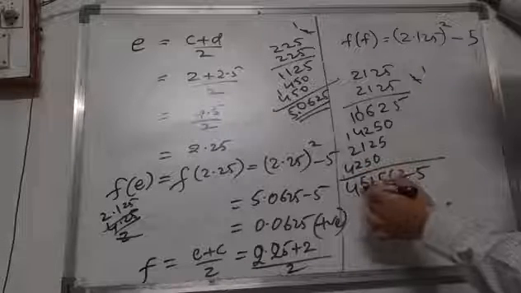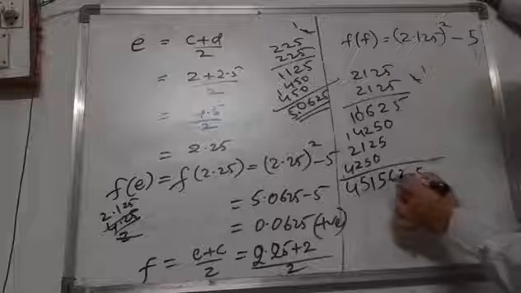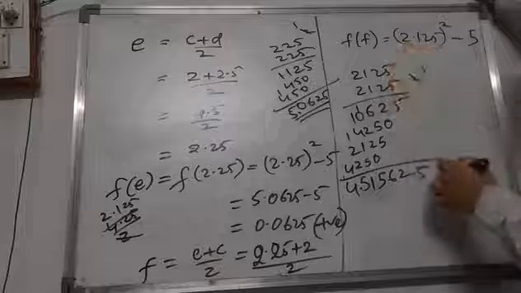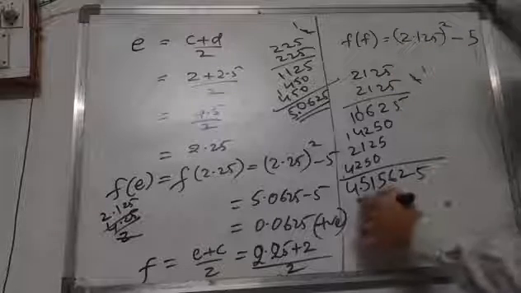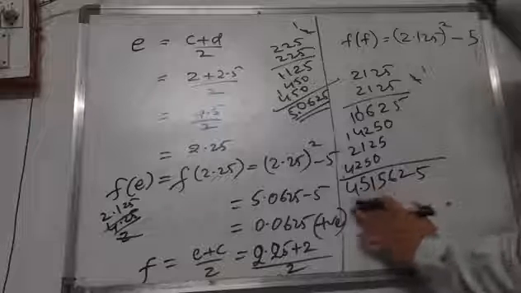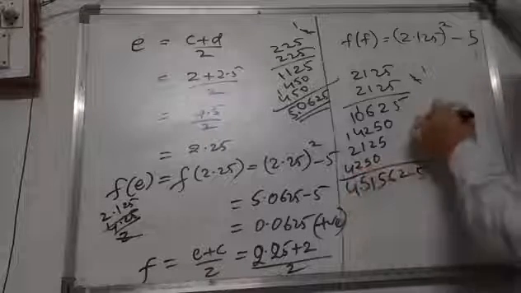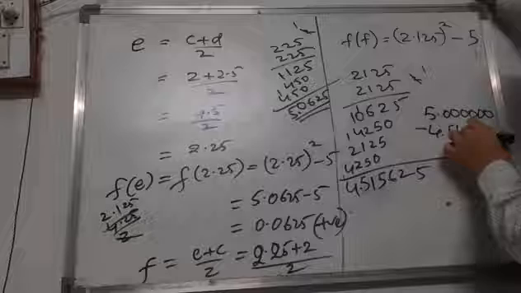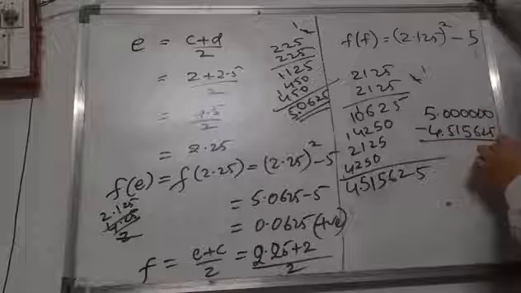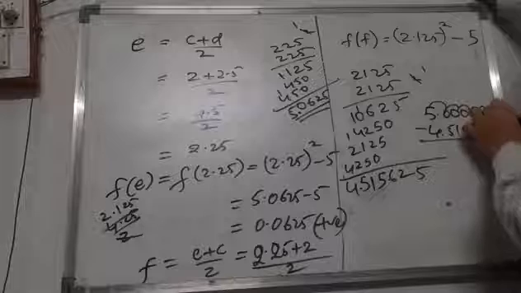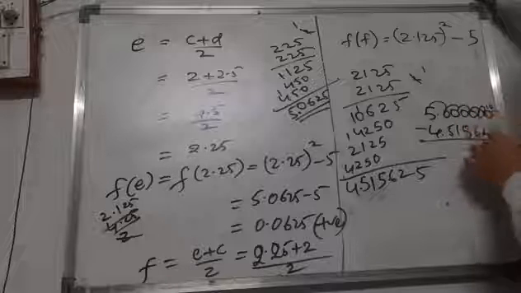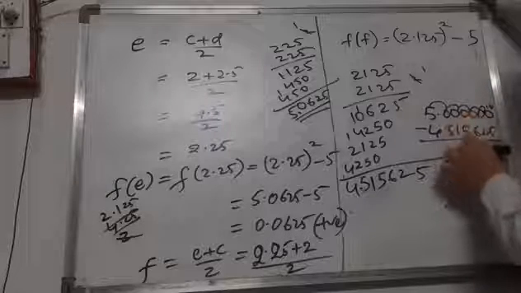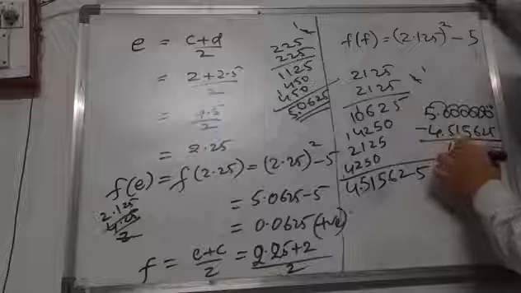So what is this value? After 6 digits you have to keep a point, that is 4.515625. So this is the value we got. This is subtracted from 5. So we have to subtract this from 5.000000 minus 4.515625. So this is how much you are going to get: 10 minus 5 is 5, 9 minus 2 is 7, 9 minus 6 is 3, 9 minus 5 is 4, 9 minus 1 is 8, 9 minus 5 is 4 again.